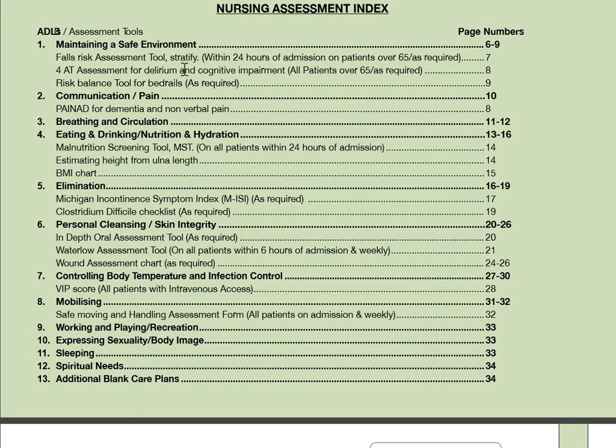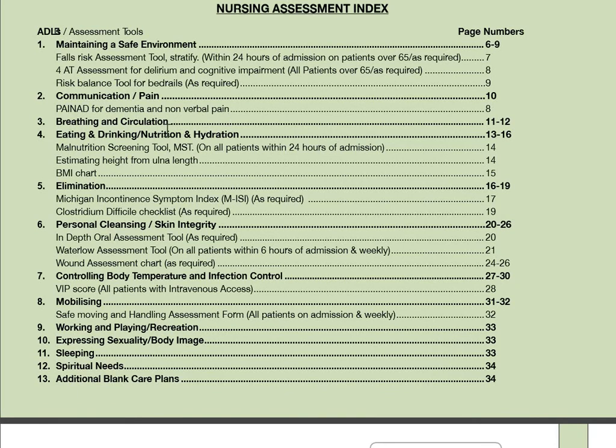It's the stratified tool which we use, and this needs to be completed within 24 hours of admission on patients over 65 or as required, and that's on page 7. The 4AT assessment for delirium and cognitive impairment is completed on all patients over 65 or as required. The risk balance tool for bed rails is completed as required. In our second ADL, communication and pain, we have the assessment, the PAINAD for dementia and non-verbal pain.